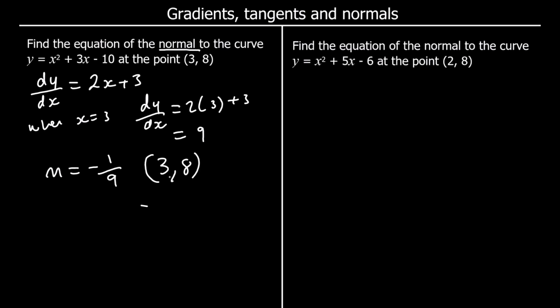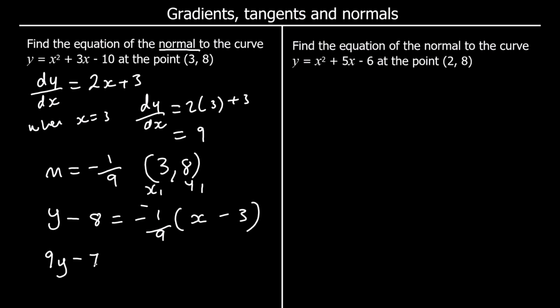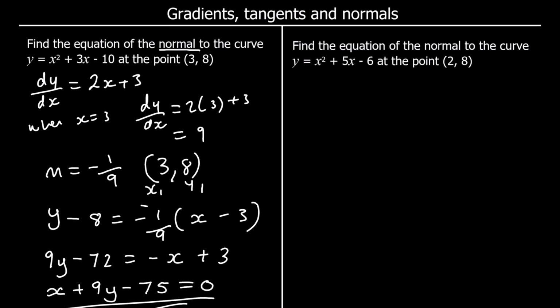And we've got the point (3, 8). So x1, y1. y minus y1 equals m times x minus x1. So 9y minus 72 equals minus x plus 3. I've multiplied the bracket by minus 1, and I've timesed both sides by 9. Now I'm going to make it equal to 0. So plus x to both sides. Take away 3 from both sides. And that is the equation of the normal. One for you to try.